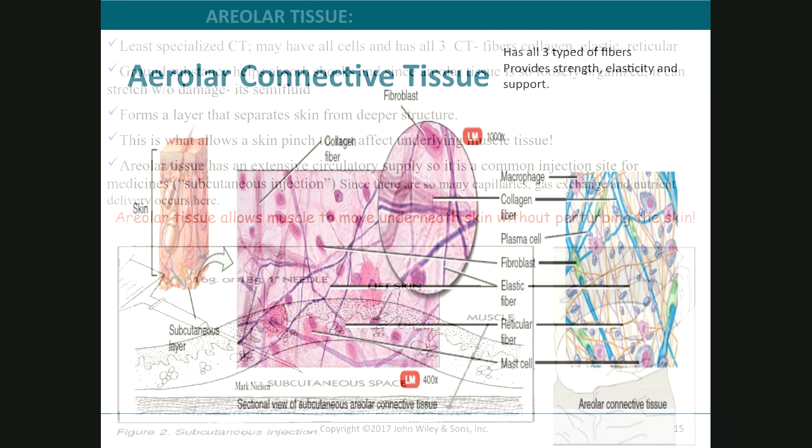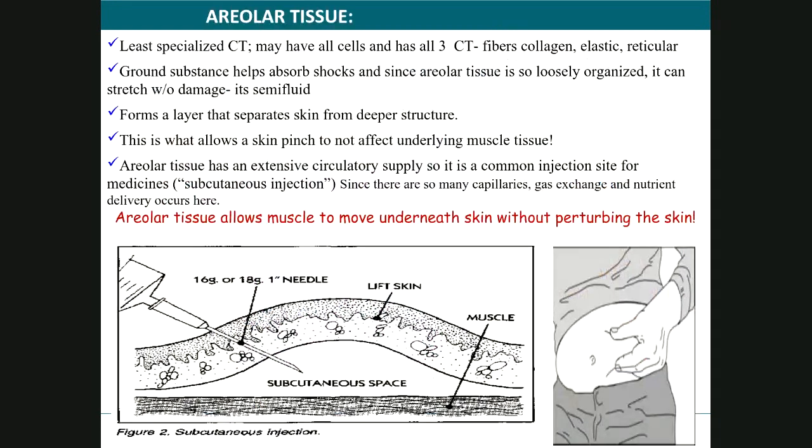Certain characteristics of areolar connective tissue are, as we mentioned before, that it's a major shock absorber. Since it's loosely organized, it can stretch without damage. One of the common locations is in this subcutaneous space underneath the skin, which we'll talk about in greater detail.